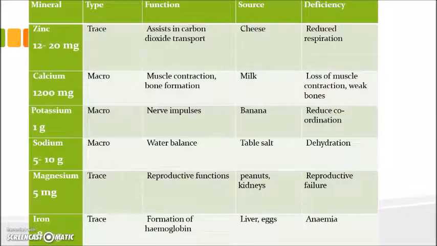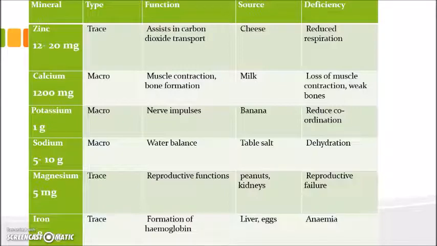Minerals, we've got two different types again. We've got macro and trace. So the macro minerals are ones you need more of, whereas the trace minerals you don't need quite as much of. So we go through macro first. We've got calcium. You need 1200 milligrams a day. Really important for bone formation and muscle contraction, as discussed earlier in terms of calcium. Find it in milk, and the deficiency is loss of muscle contraction or weak bones.